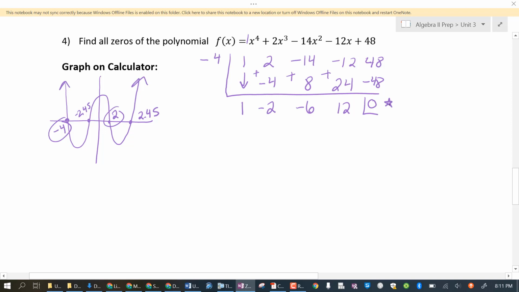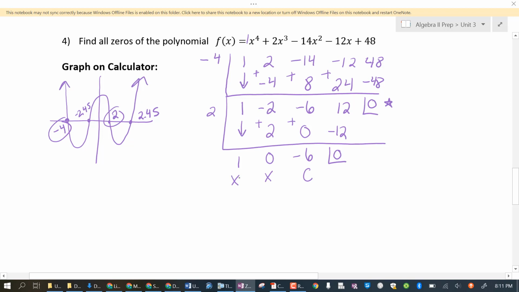All right, so it's going to leave me with the polynomial. Now I'm going to divide it by 2. So I'm going to start where I left off. Bring down the 1. 2 times 1 is 2. Negative 2 plus 2 is 0. 2 times 0 is 0. Add those together to get negative 6. 2 times negative 6 is negative 12. So again, my remainder is 0. So again, this would be the constant, this would be x, this would be x squared.